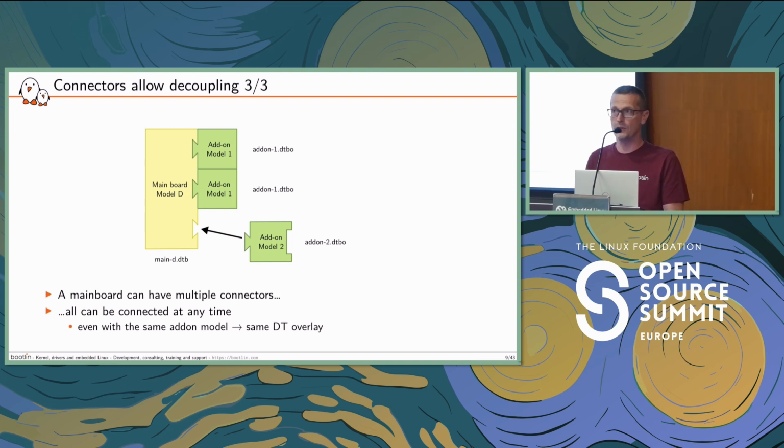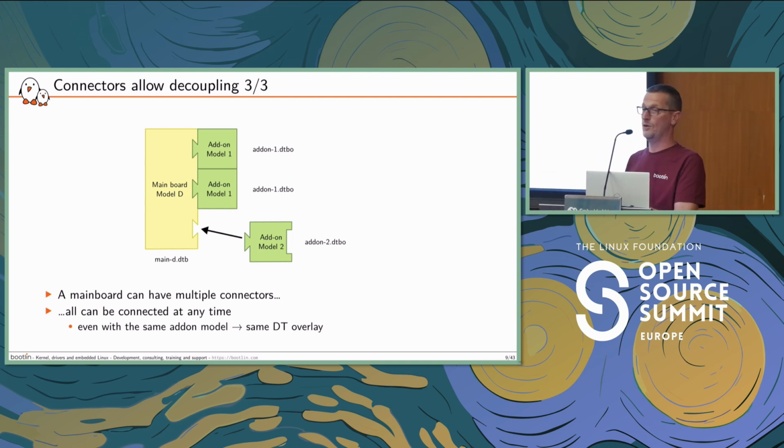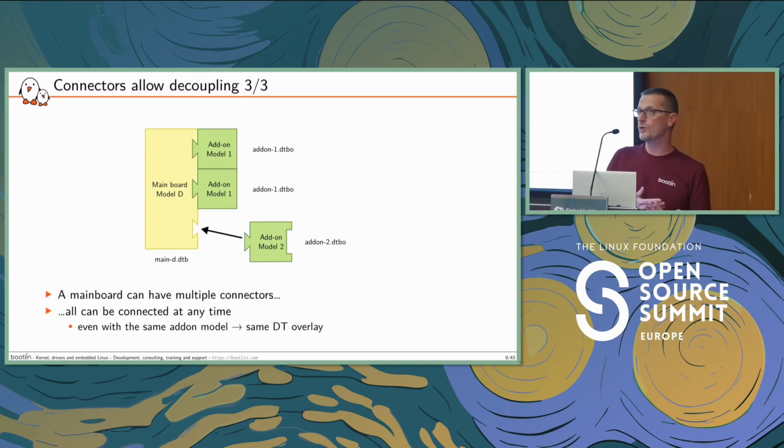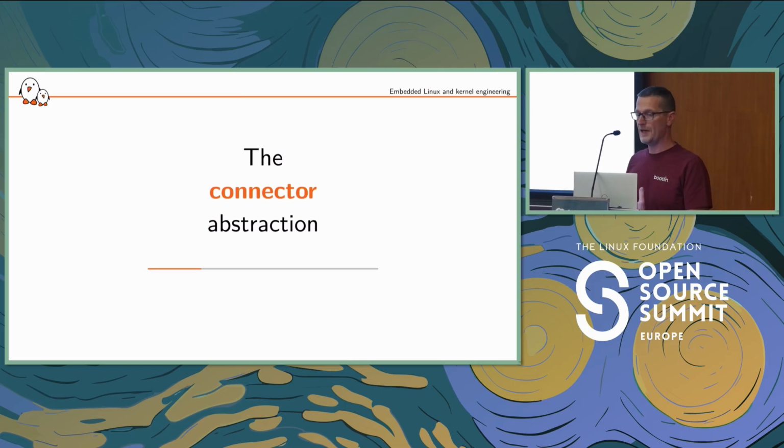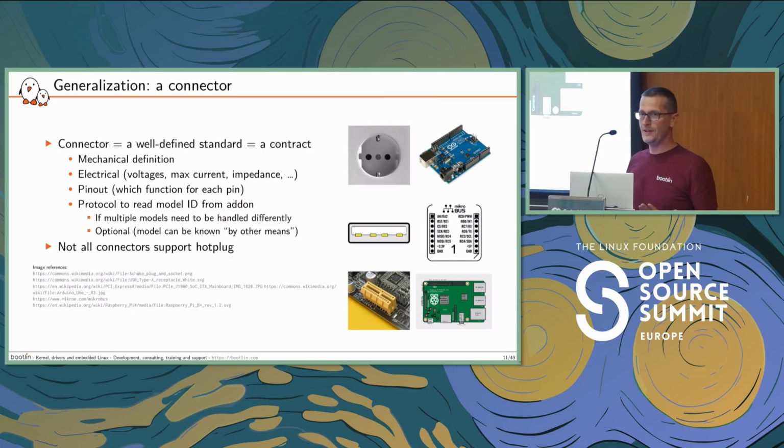So it's the same hardware, because it's the same add-on model, it has only a single overlay. So the overlay should not depend on which main board is used and which specific connector on the board is used. So that's what we are trying to model, and the model to describe that is the connector. We named that connector because it is a connector. So what is a connector?